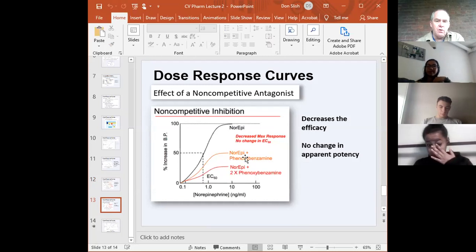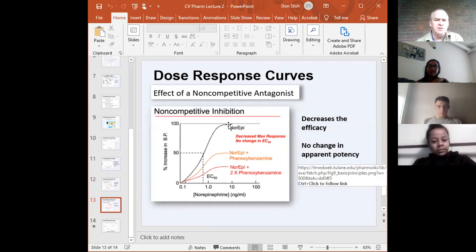See, this is the one that we'll be talking about later, phenoxybenzamine. So this is an alpha adrenergic receptor irreversible antagonist. So you add a certain concentration of phenoxybenzamine, you decrease the maximal effect. You add a higher concentration, you decrease the maximal effect. And theoretically, if you go to high enough concentration of phenoxybenzamine, you eliminate all the receptors, and now you get no effect with the agonist at all.